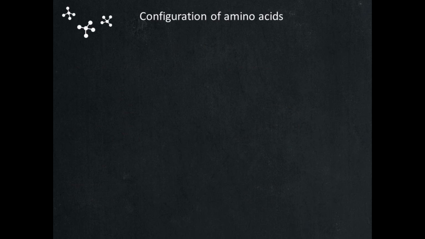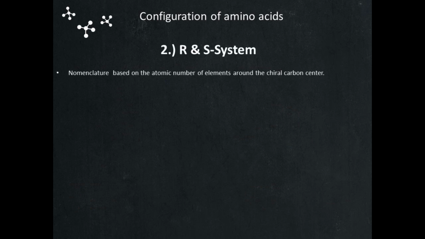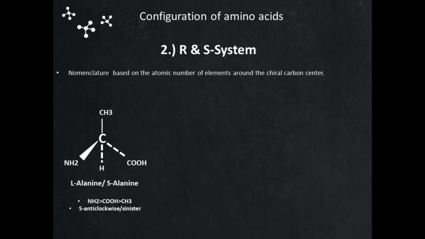Another system used to decide the configuration of amino acids is the R and S system, which is a nomenclature based on the atomic number of elements around the chiral carbon center. Let's look at an example to understand this. Here we have L-alanine, which is also called S-alanine or the sinister form. So how is this decided?